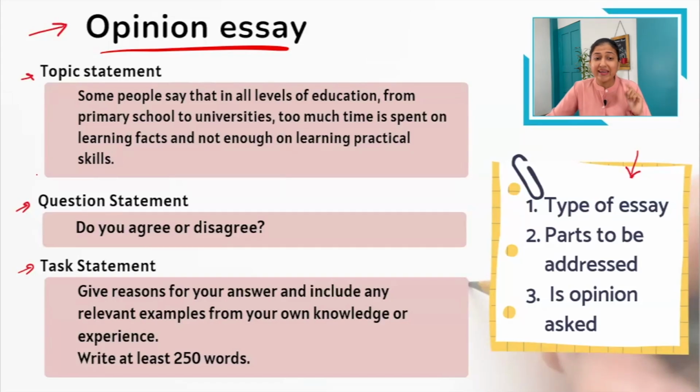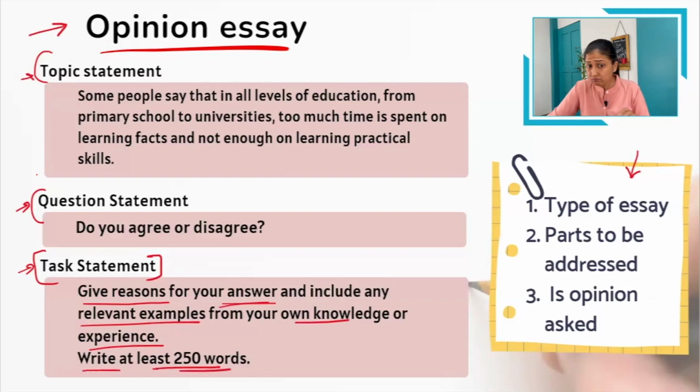Now, instead of reading the topic statement and the question statement, let's directly read the task statement. What is a task statement? A task statement is something that is asking you to do some task. So, what is the task statement saying over here? It says, give reasons for your answer and include any relevant examples from your own knowledge or experience. Plus, it also mentions write at least 250 words. So, there are 3 things that the task statement is asking for.